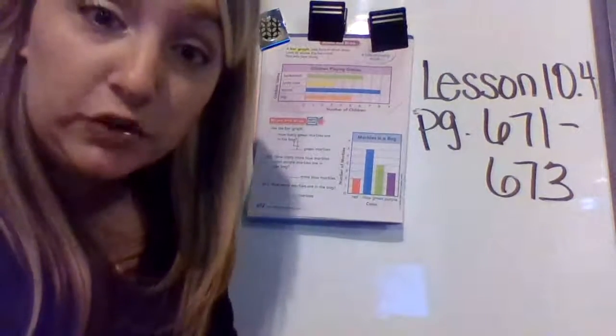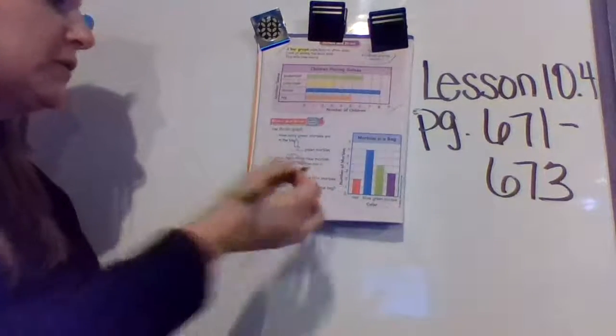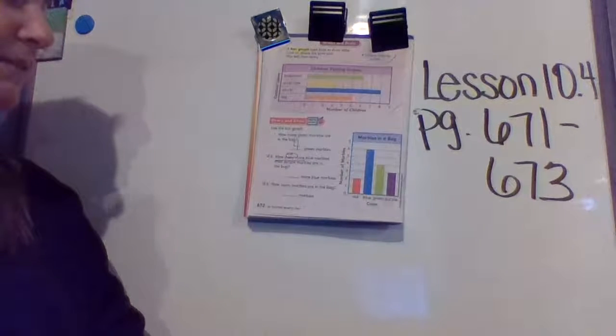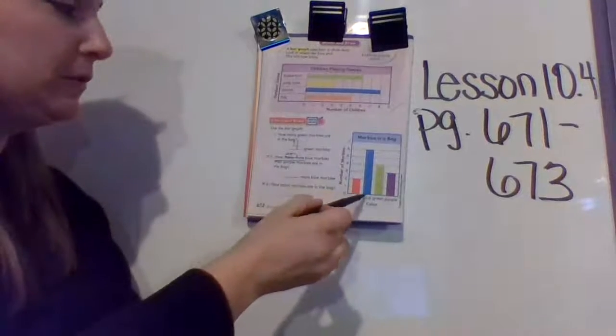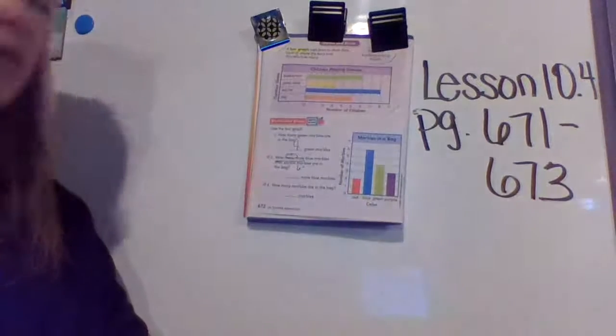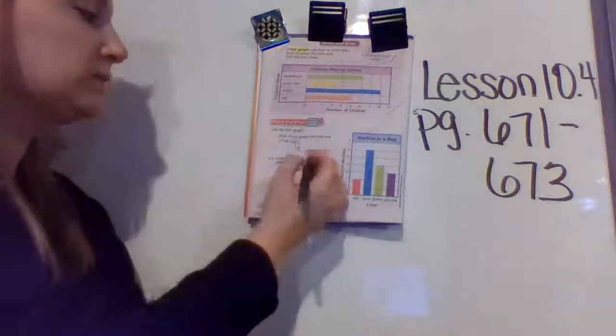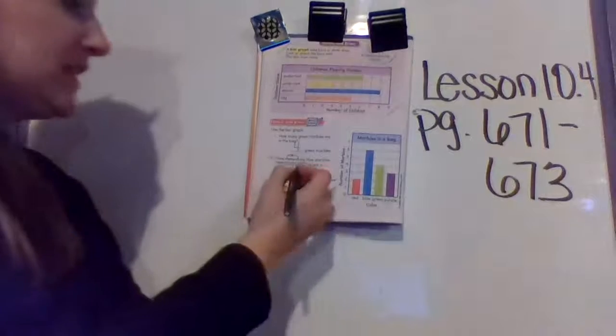All right, number 2, how many more blue marbles than purple marbles are in the bag? So we know when we have those key words, we want to find the difference between blue and purple. So let's look at blue first. Blue is 6. And we know we're subtracting. And we're looking at purple, which goes up to the 3. So we're going to subtract 6 minus 3 to find the difference. And we can see that there are 3 more blue marbles.